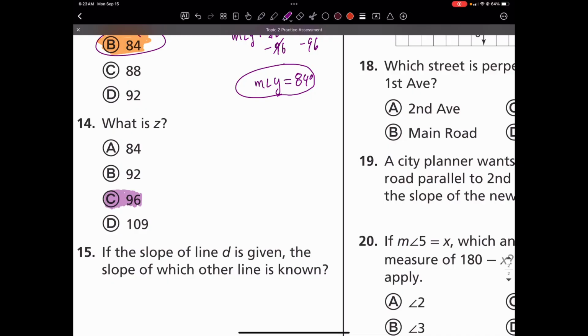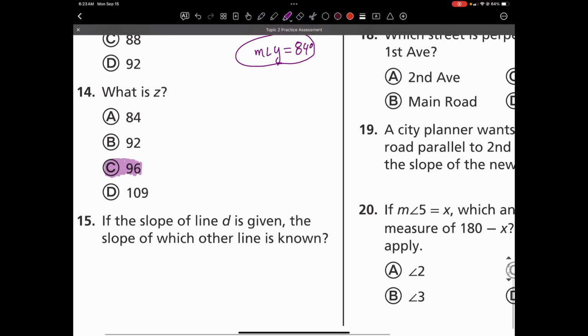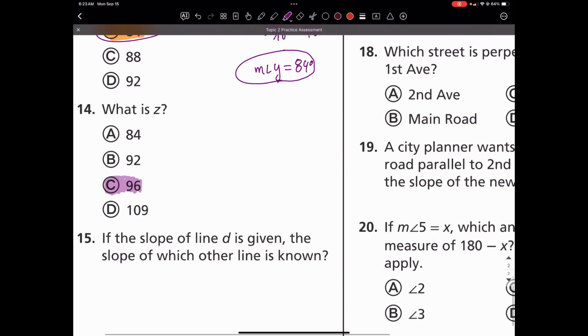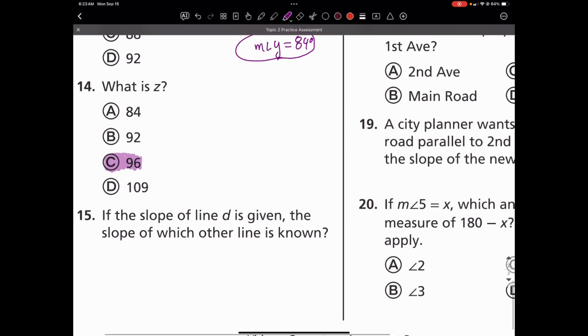If the slope of line D is given, the slope of which other line is known? Well, if C and D are parallel, then the slope m of line C would be equal to the slope of line D. So which other line is known? This would be line C, right? Because they are parallel lines. Parallel lines have the same slope.